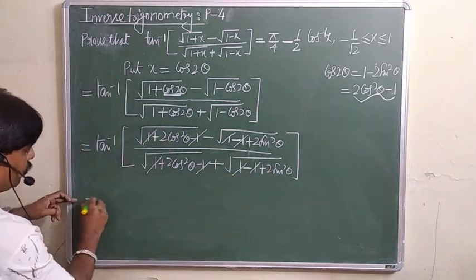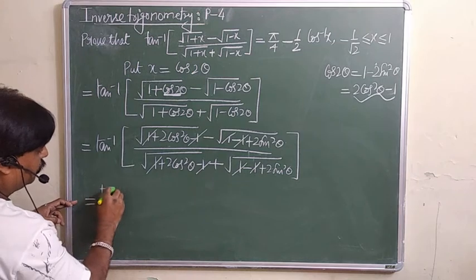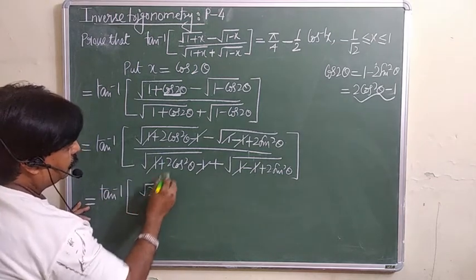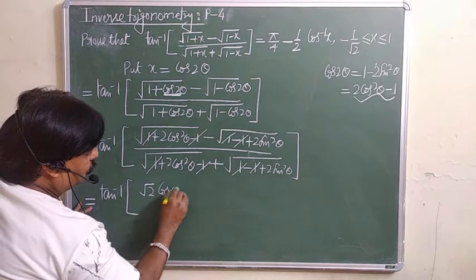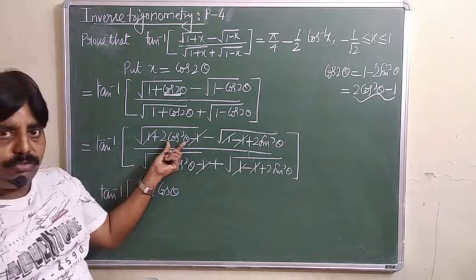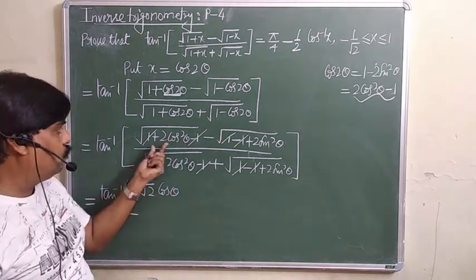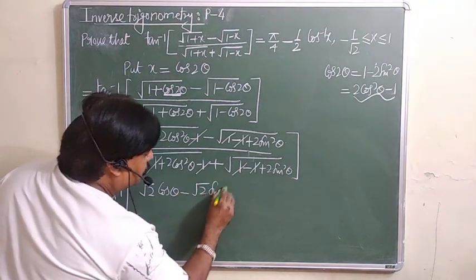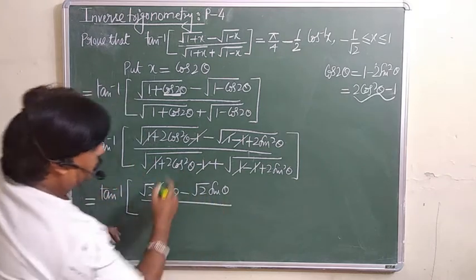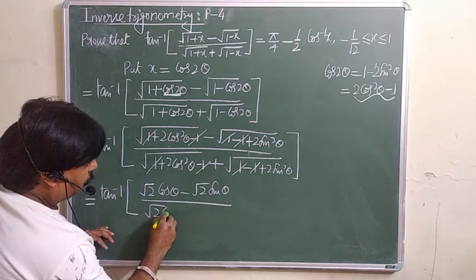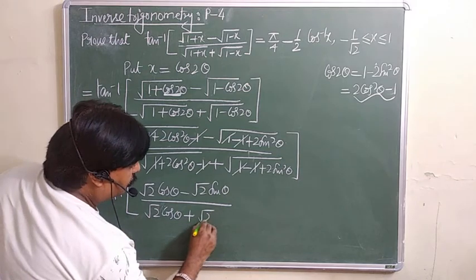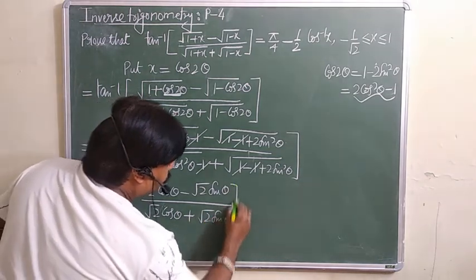So here in the numerator you are getting tan inverse of root 2, directly I am going to write cos theta. You can take out the square root of cos square theta, which is cos theta, and root 2 will remain as it is, minus root 2 sin theta, whole over root 2 cos theta plus root 2 sin theta.